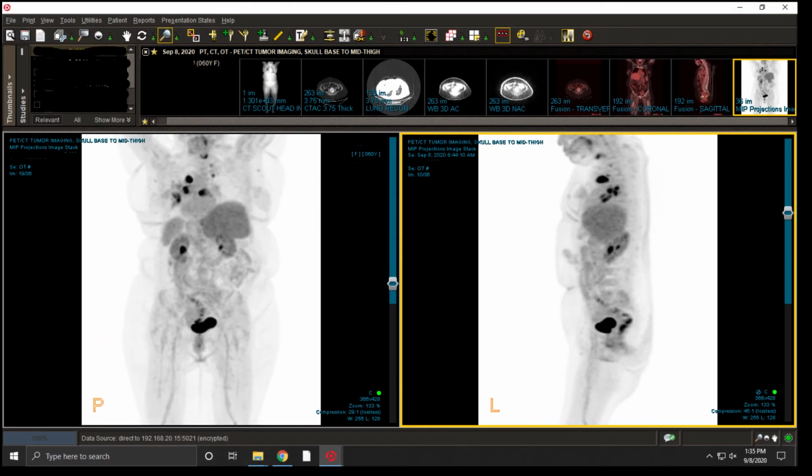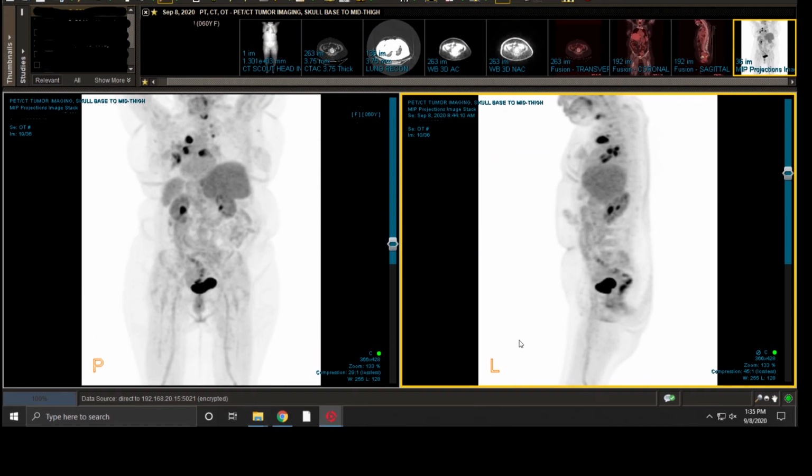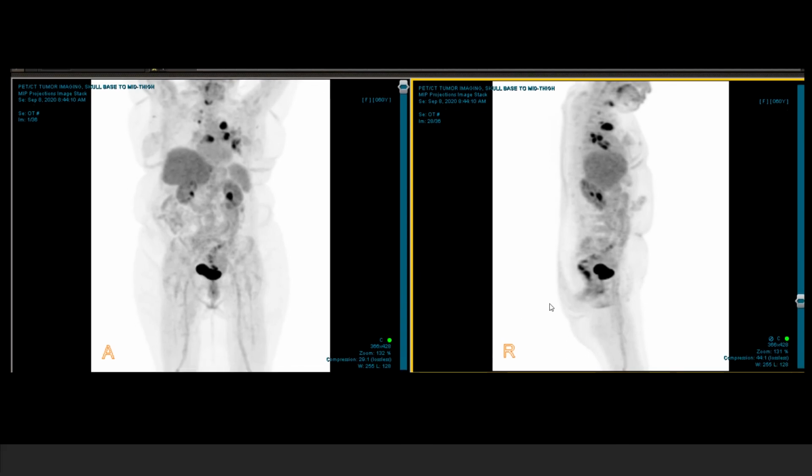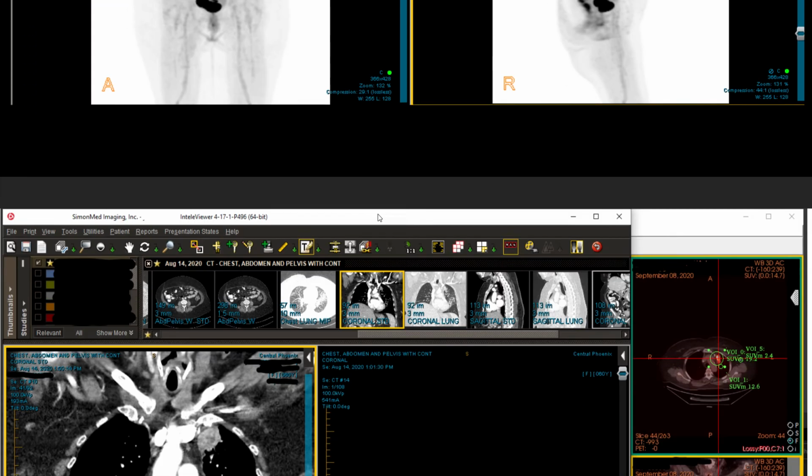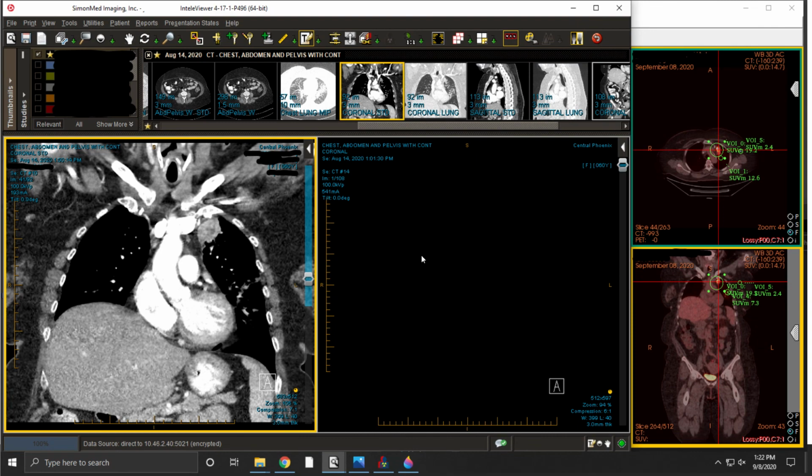So on the left, this is a posterior and left lateral. Here is an anterior and right lateral MIP image. And I wanted to put a side-by-side of the previous CT as well as the PET data. And these are the measurements that the radiologist used for generating the report. So on the left, this was the main area of interest.